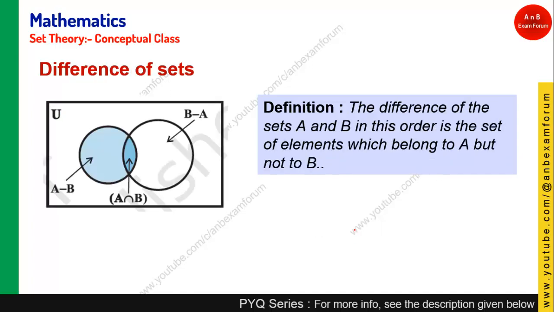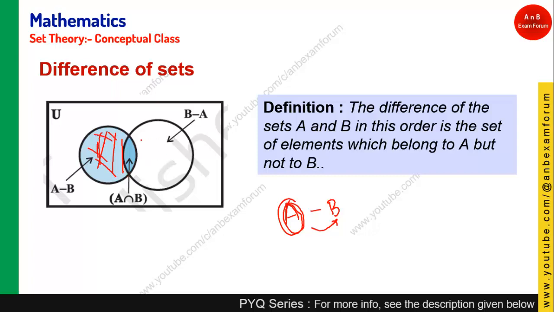Coming to the difference of sets, we have already seen that the total is A union B, and difference means what? It depends. If you have A minus B, what does this mean? What are the elements which are present in A but not in B? So it is also excluding all those elements which are common to both. If you say A minus B, it includes only this portion. This intersection portion will not be there. Basically it is the difference of sets.